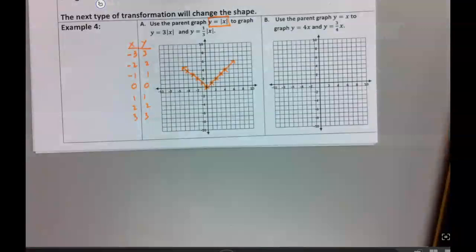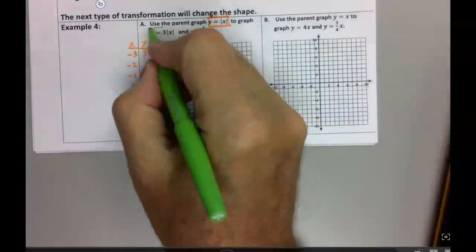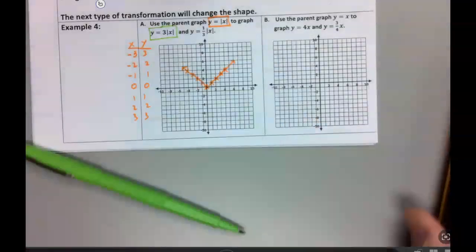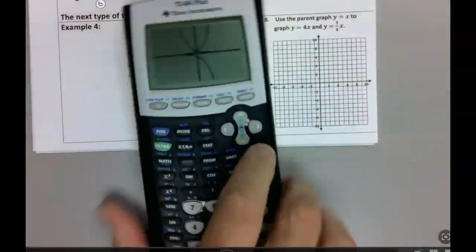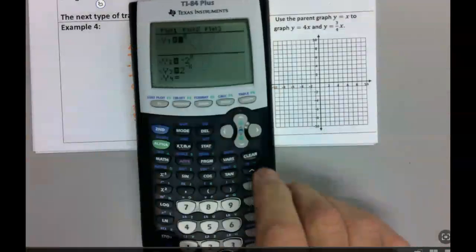Now, this one green. So go to your graphing calculator, and we got to clear out those graphs.